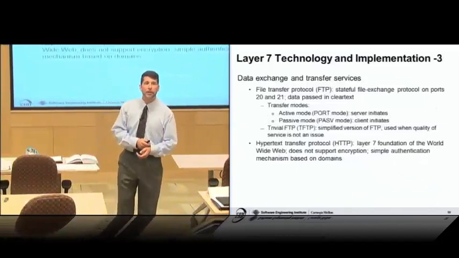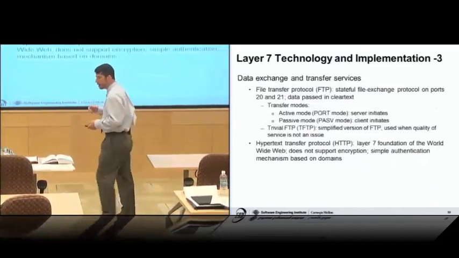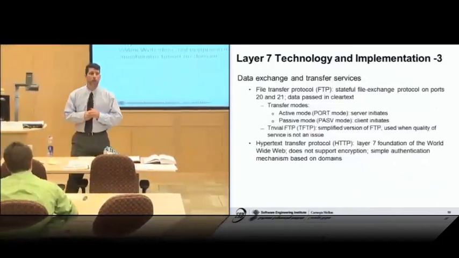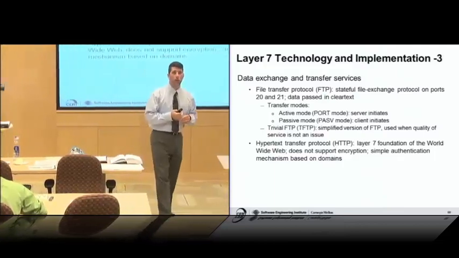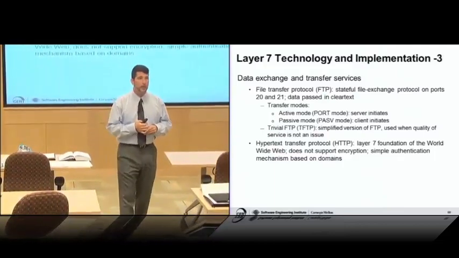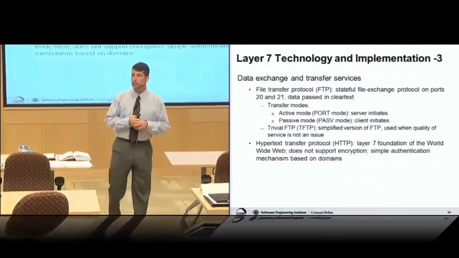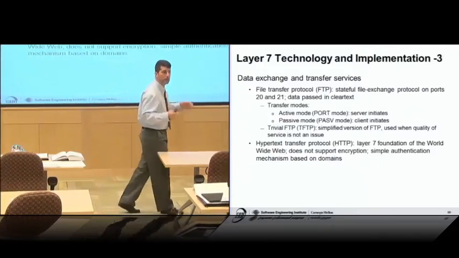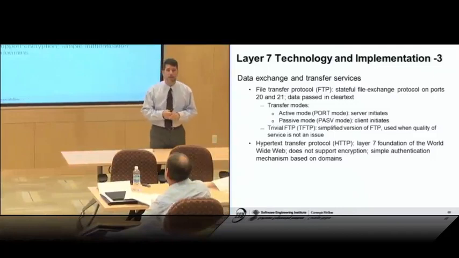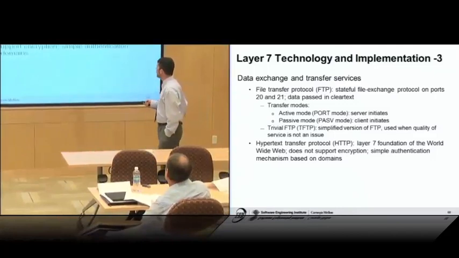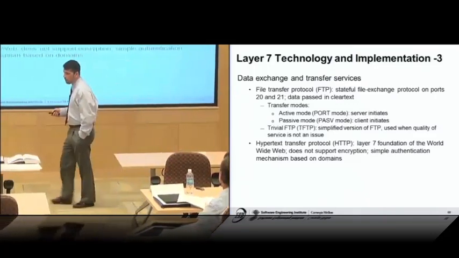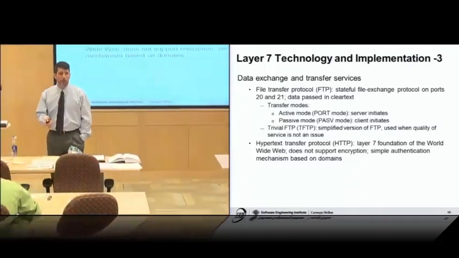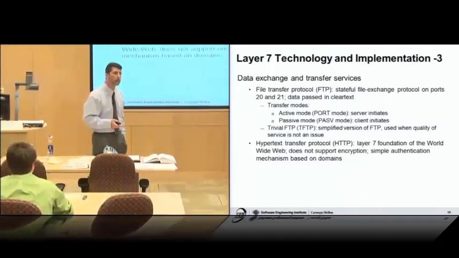All right. Other exchange transfer services. There we go. There's the answer we were looking for. FTP is 20 and 21. No encryption. Clear text. What's the benefit of FTP? Large file sizes, usually. You can move a lot of data very quickly. Active and passive modes. And there's trivial FTP, TFTP. It's more robust because it allows more errors.